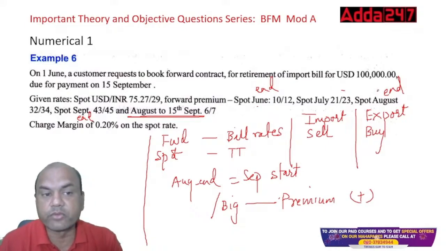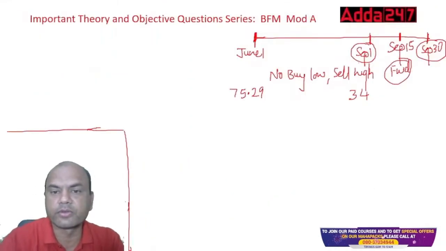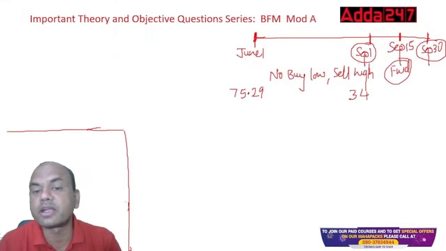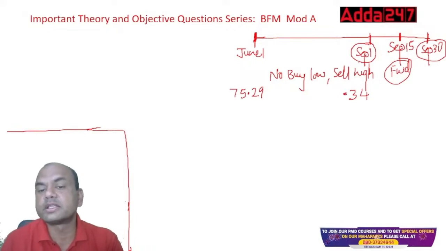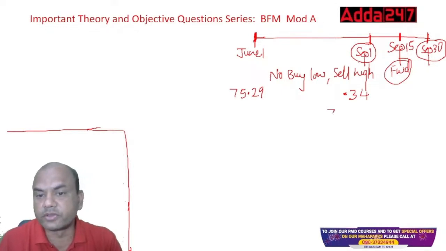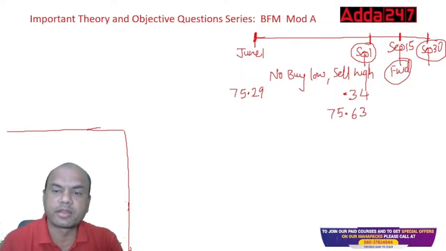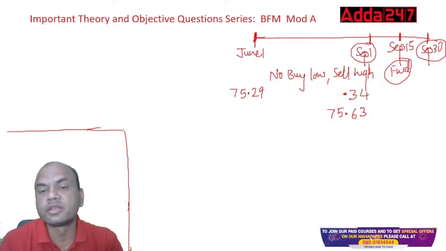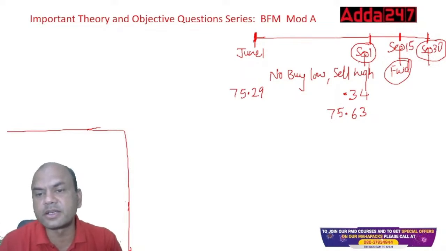I'll take this 34. So what is my rate now? 75.29 plus 0.34. Take this point. So what is the answer you're getting? It is 75.63, right? Add this. How many of you have got this? 29 plus 34: 33, 43, 53, 63. Isn't it? This is one.